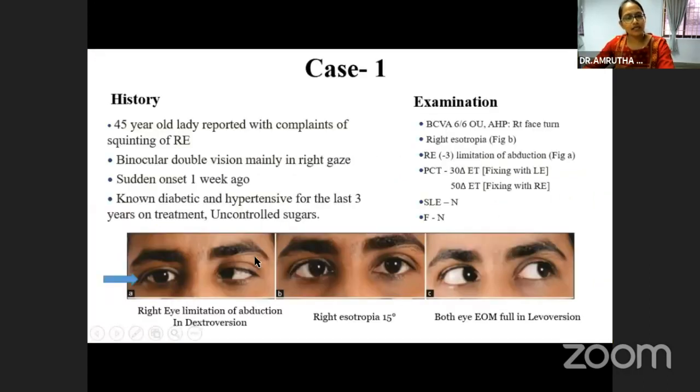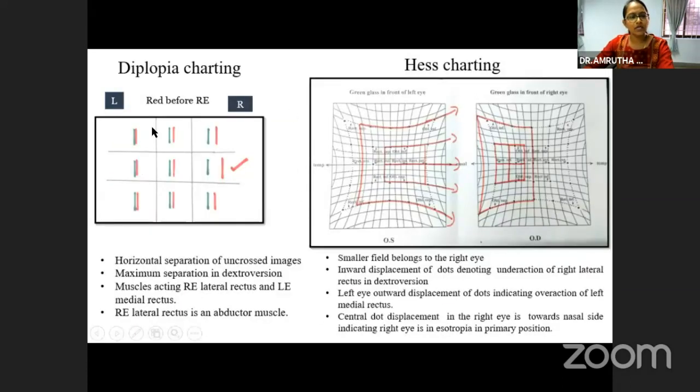So I'll just discuss a few cases. My first case is a 45-year-old lady who presented with squinting of her right eye with binocular diplopia for the last 1 week. She was diabetic and hypertensive, and her blood sugar showed uncontrolled sugar levels. We could see in figure 1 that there is abduction limitation of the right eye, grading to -3. Deviation measured with prism cover test could be quantified with the left eye fixing of 30 prisms, which is the primary, and right eye fixing of 50 prisms, the secondary deviation. So secondary is more than the primary deviation.